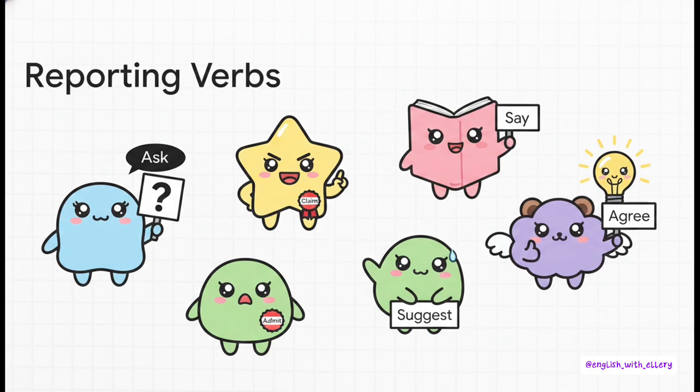Here's a great list of common, powerful reporting verbs. Ask, claim, say, admit, suggest, agree. Now, what's really fascinating here is how swapping out a single word entirely changes the flavor of your whole sentence. For example, saying he said he made a mistake is pretty neutral, right? But saying he admitted he made a mistake immediately implies guilt or reluctance. Elevating your reporting verbs adds so much deep emotional context to your spoken English.